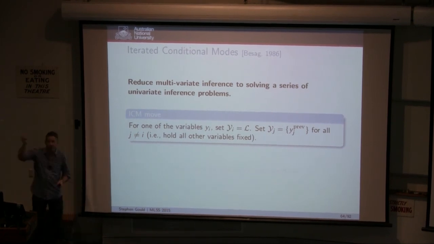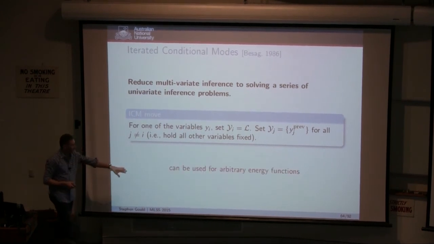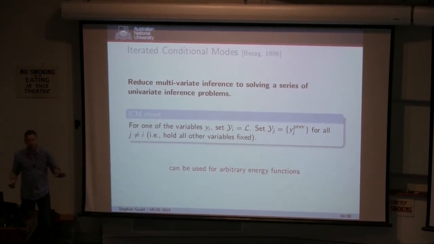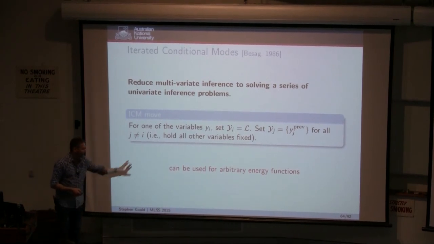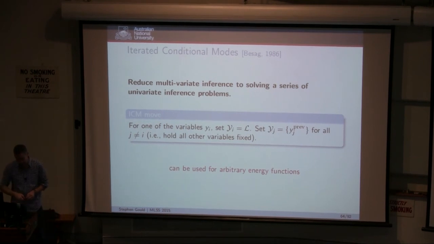Okay? And then we go and we choose another variable and we optimize over that variable. Okay? It's a greedy algorithm. It's very simple. Performs horribly. Right? Gets stuck in local optima very quickly, but it's nice and general and can be applied to arbitrary energy functions.